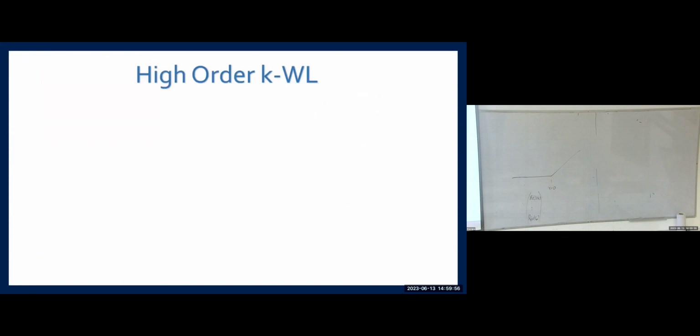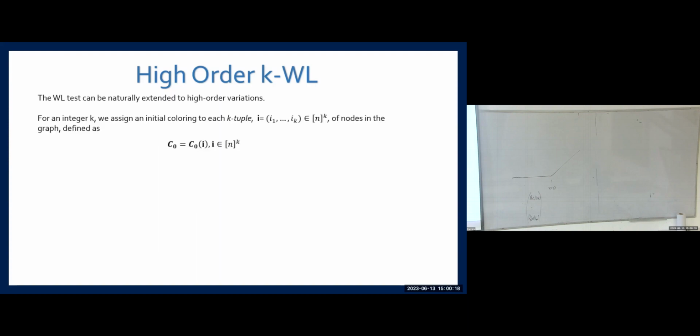Right. So how do we distinguish these two point clouds? What we found out is, if you look at higher order graph isomorphism testing, you can get a complete separation of the space of point clouds. So what is this higher order WL test?